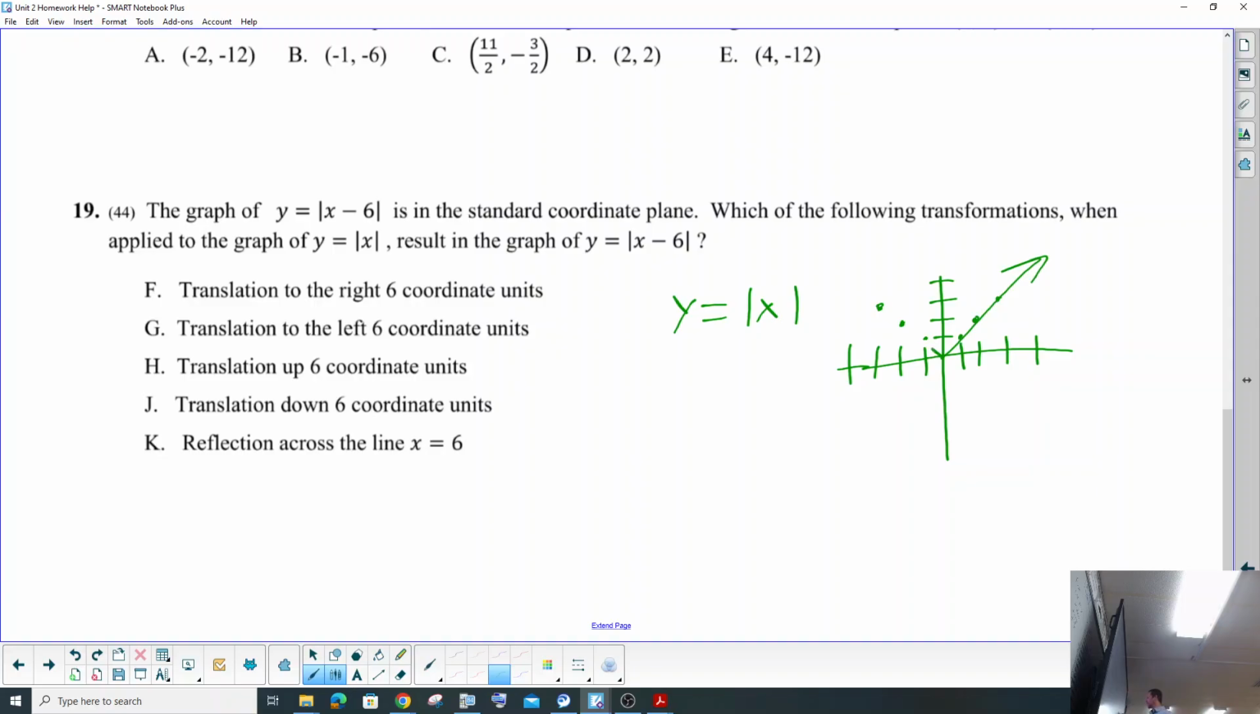And so what shift are we doing to do that? What's inside the absolute value? Think opposite. So it's not left 6, it's right 6. So we take that graph and we go 1, 2, 3, 4, 5, 6, and that's our new graph. So how do we get that new shift? We go right 6. Translation to the right 6 coordinate units. And that's going to be our answer.